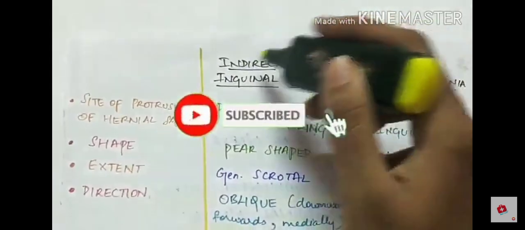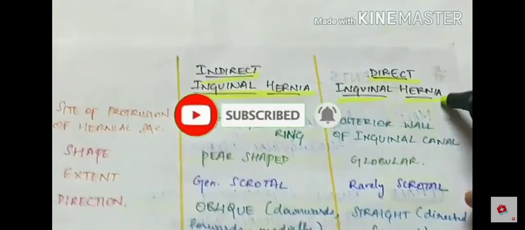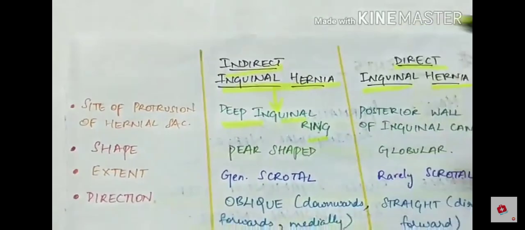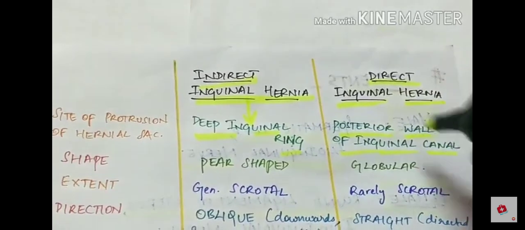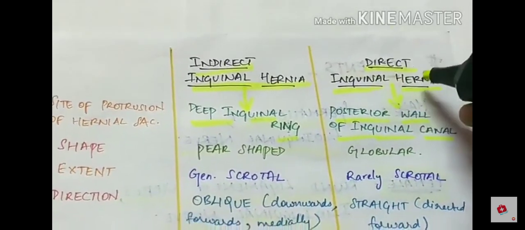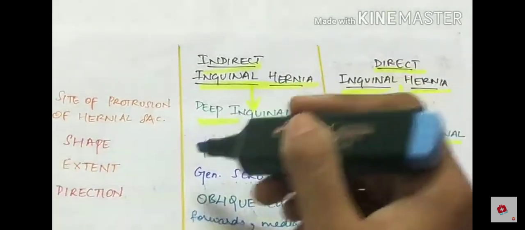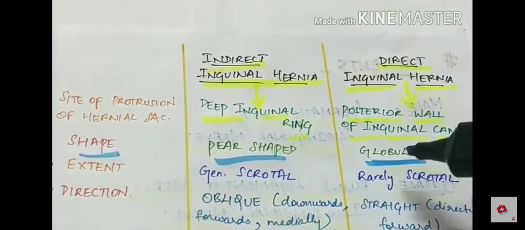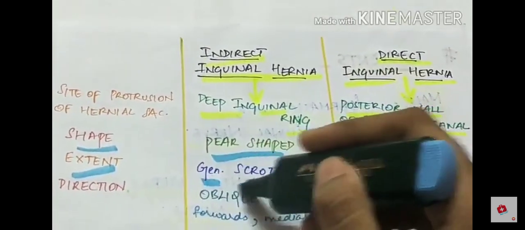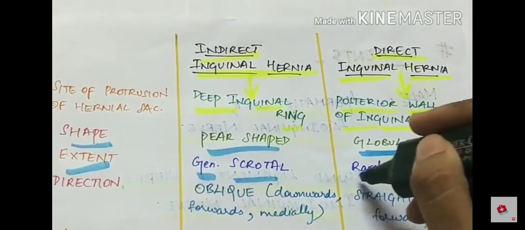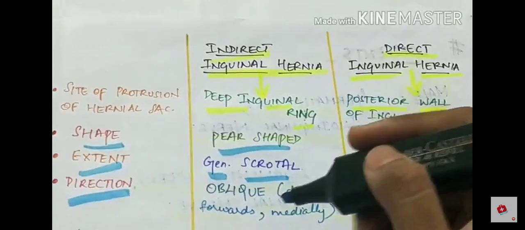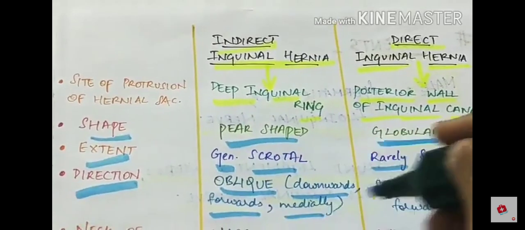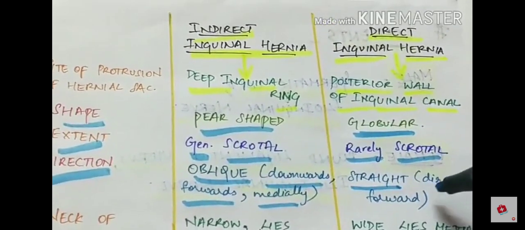Let's see the basic differences between indirect inguinal hernia and direct inguinal hernia. The site of protrusion of hernial sac is deep inguinal ring in case of indirect inguinal hernia and posterior wall of the inguinal canal, that is through the Hasselbalch's triangle, in direct inguinal hernia. The shape in indirect is pear shaped, whereas the shape in direct inguinal hernia is globular. Extent: generally scrotal in indirect hernia, and in direct it is rarely scrotal. Direction of hernia: it is oblique in indirect inguinal hernia, that is, it runs downwards, forwards and medially, whereas it is straight in direct inguinal hernia, that is, it is directed forwards.